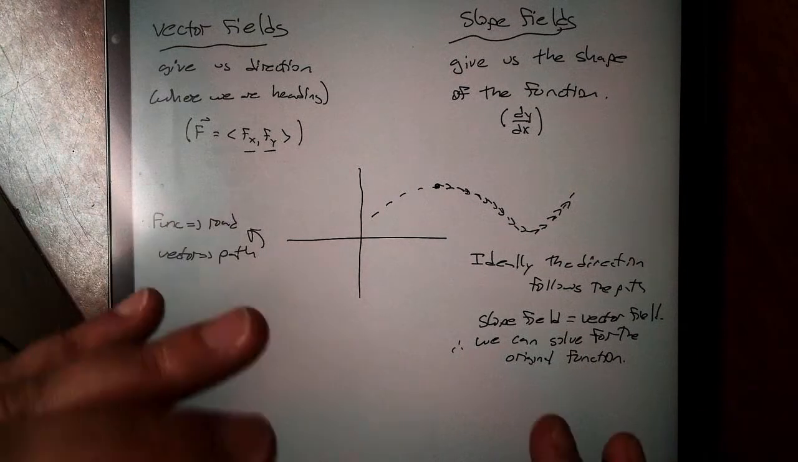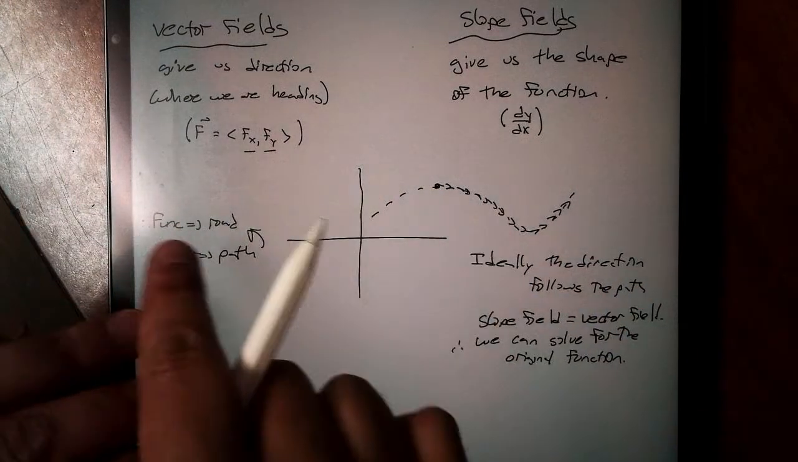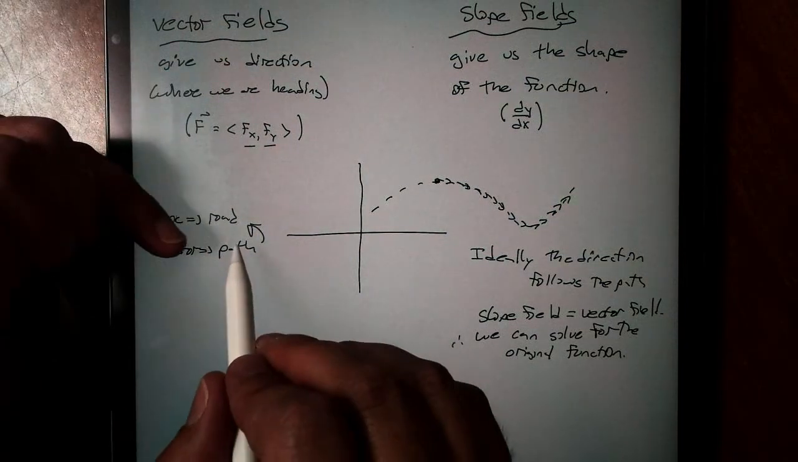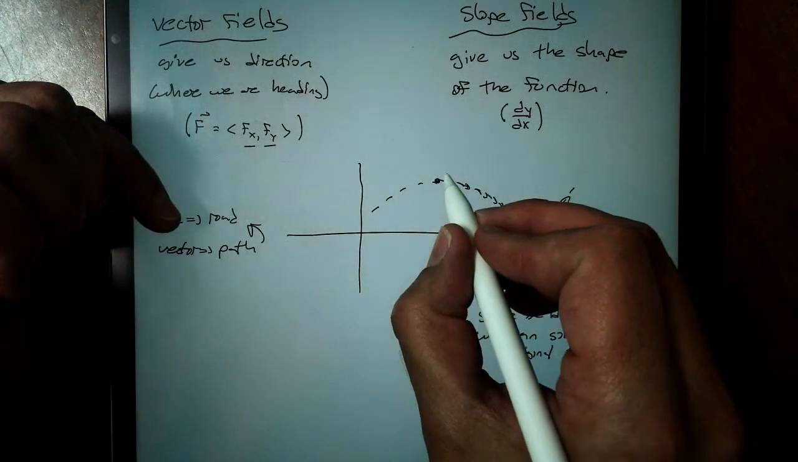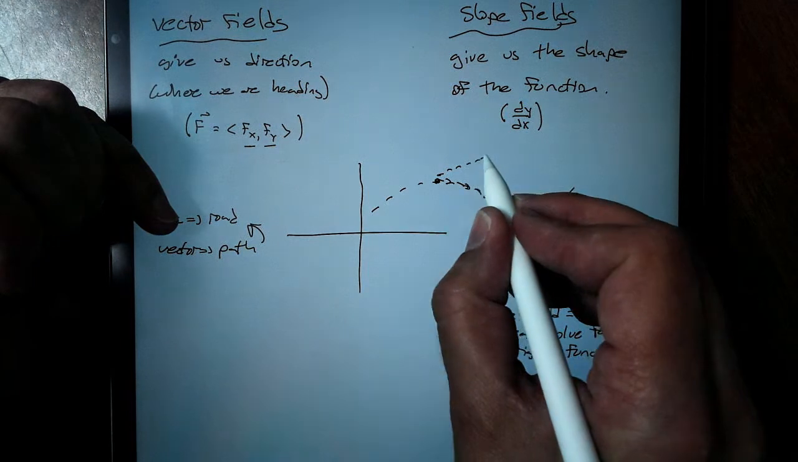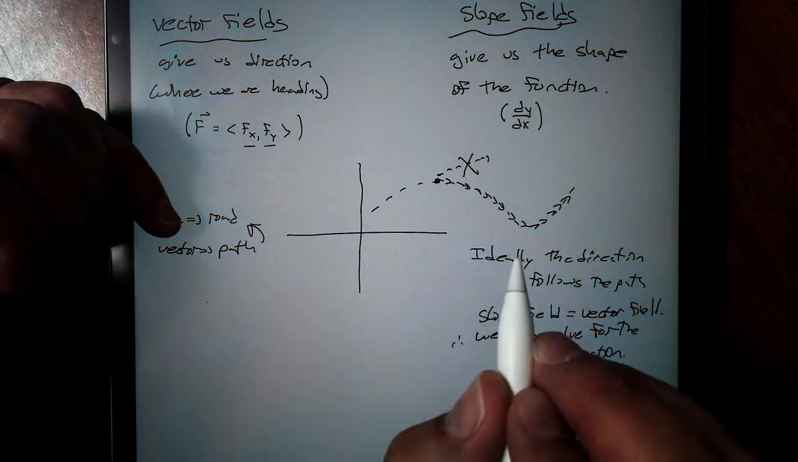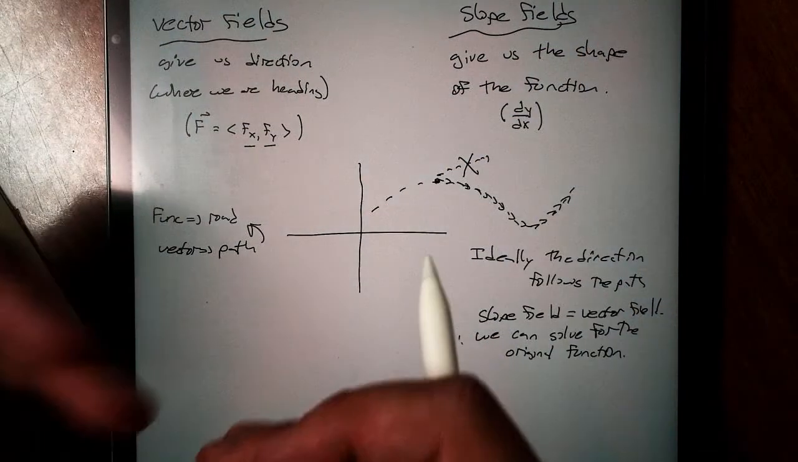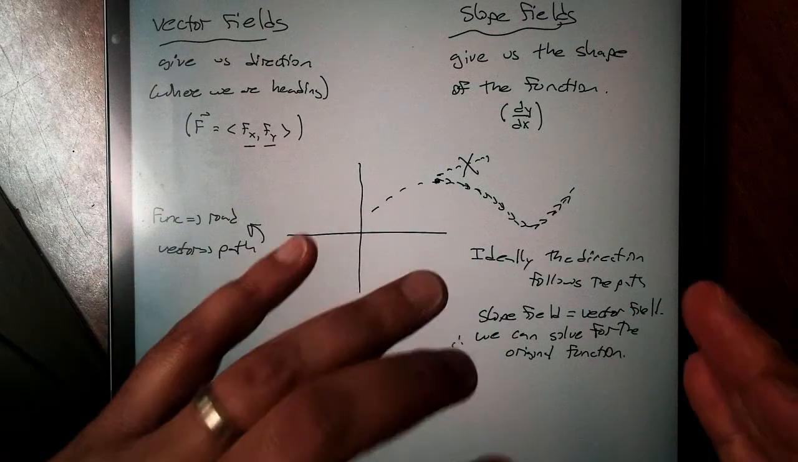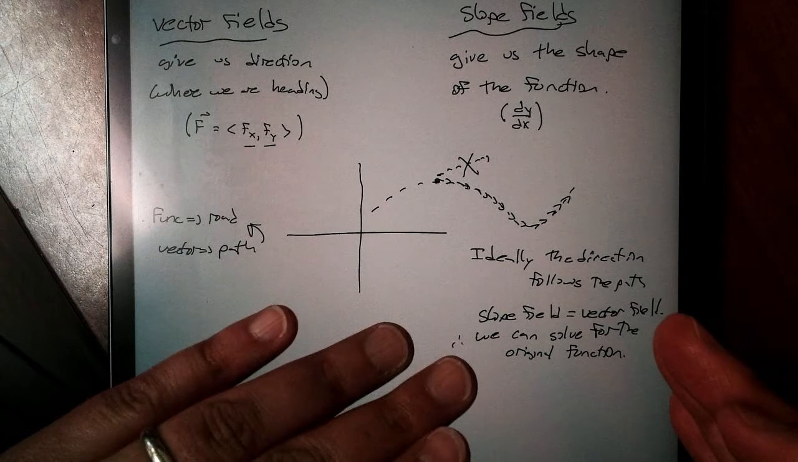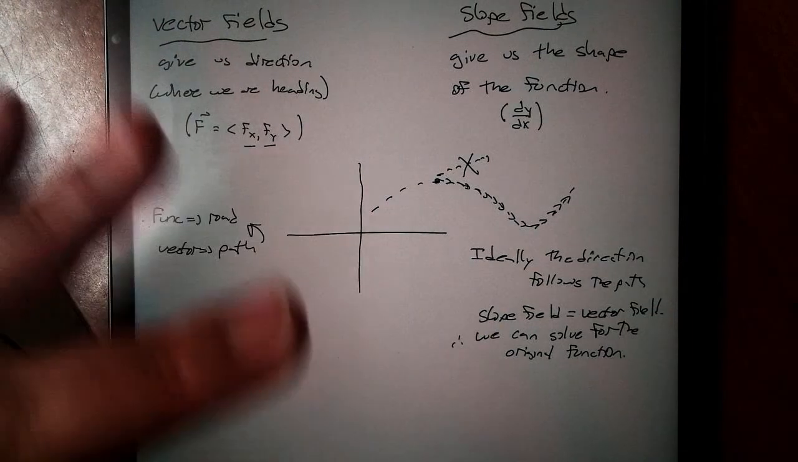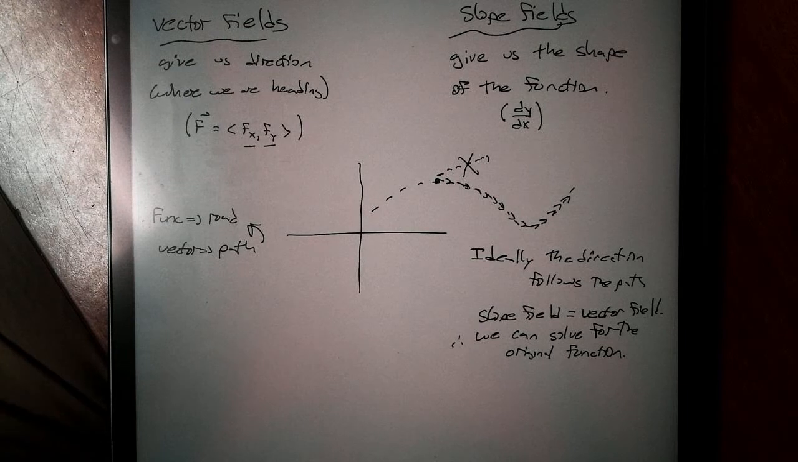Now, the next question is, what if they're not the same? Well, if they're not the same, in other words, let's say we veer off the road. Let's say my direction goes off the road. Well, that's a big no-no for us. In that case, because the vector field and the function and the slope field are not the same, we won't be able to solve for a potential function, or the original function. And that's another issue for a later time.